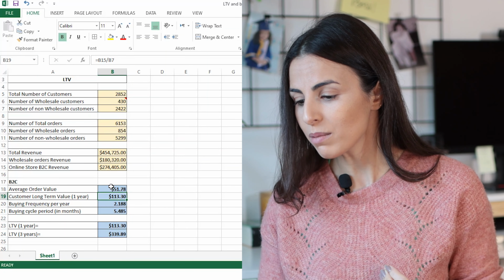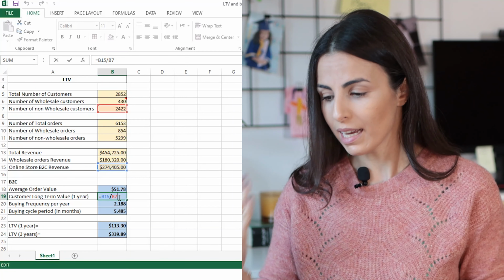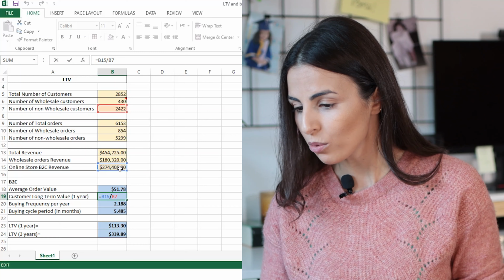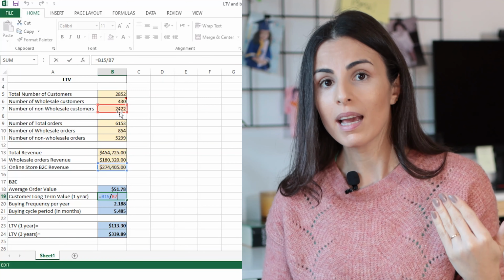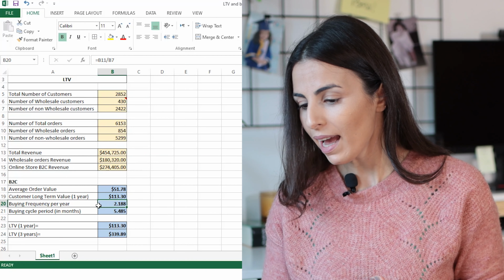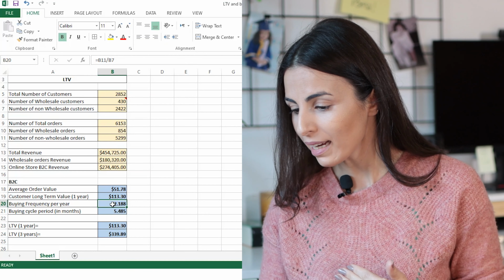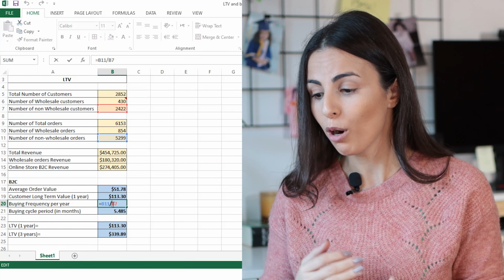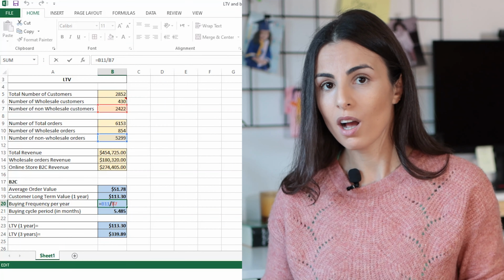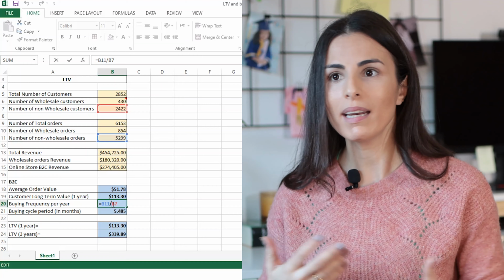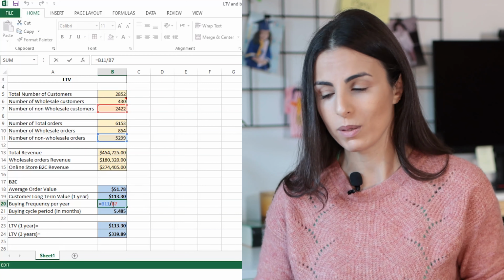After that, I have the customer long-term value. So how much money I made out of the same customer during this year. And I know this by dividing the total revenue over the number of my customers. So I know how much each customer bought from me in the last year. Okay, after that, I have the buying frequency, or how frequently a customer bought from me. And once again, this is simply calculated by dividing the number of non-wholesale orders by the number of non-wholesale customers. Okay, and in this way, I could estimate how many times a single customer bought from my store in the past year. And this is the buying frequency.